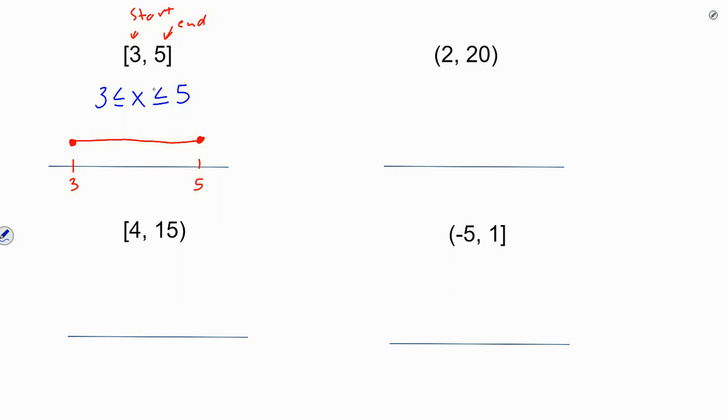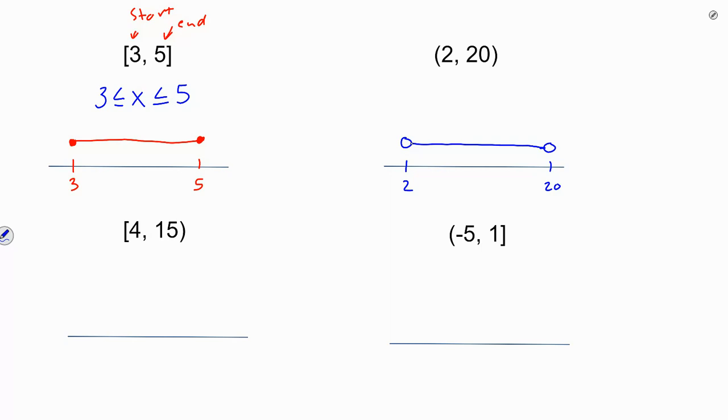Try again. So here I've got 2 and 20. So 2, and then I'm going to 20. And let's see. So this tells me, the parenthesis tells me it's an open circle and an open circle. So I have two open circles here because they're both parentheses and they are connected. So I'm looking at the numbers between 2 and 20.